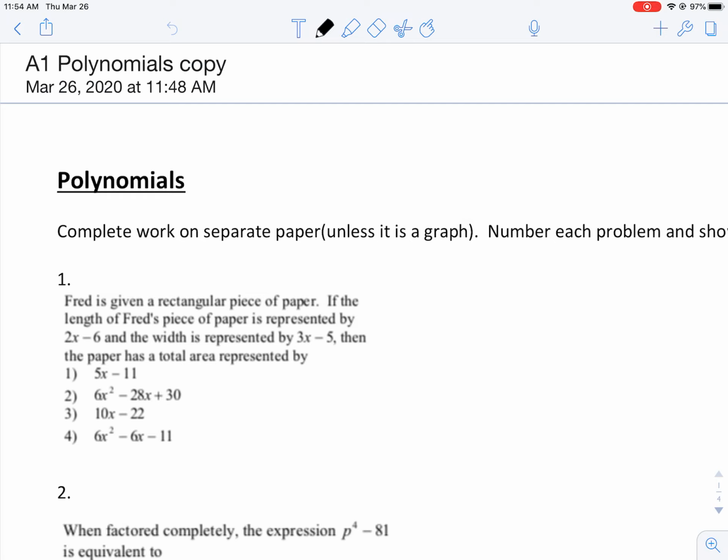So this is day one of the polynomials. In this section, we're going to be asked a bunch of different questions involving polynomials. So far we've seen monomials, where it's just one term. Those are monomials for one. We've seen binomials, which is just two monomials joined by either addition or subtraction. And then the last one is trinomials.